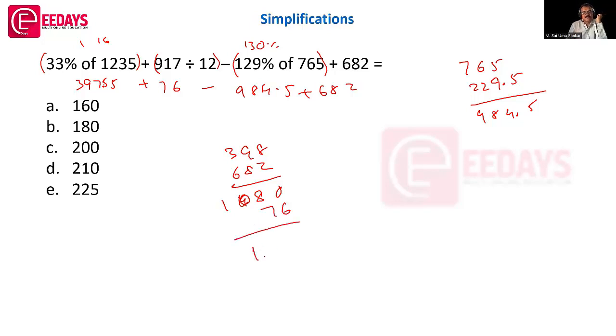And next is 76. That is equal to how much? 1156. And here 985. So what happened? This is equal to 1. This is equal to 7. And next this is equal to 1. So what is the approximate value?